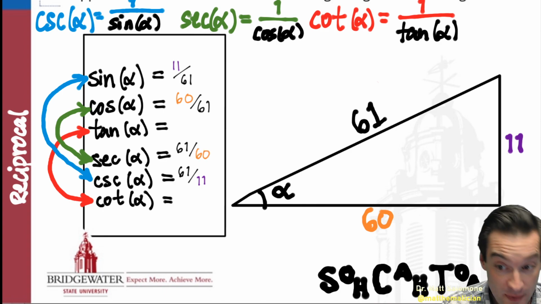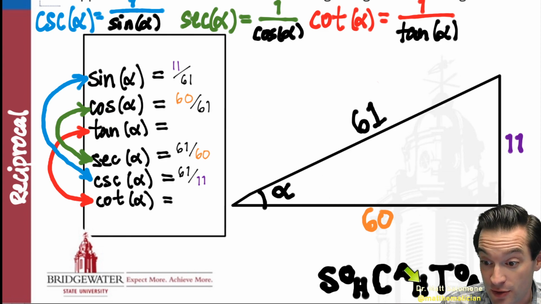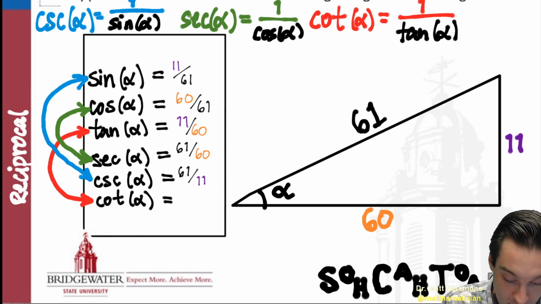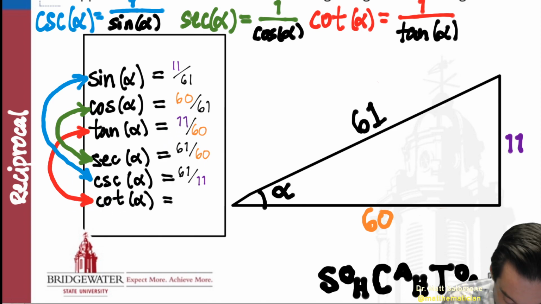Nothing to it, right? Now all we have to do is figure out the tangent, which according to SOHCAHTOA is the ratio of the opposite to the adjacent side. And so the tangent of my angle alpha is going to be the ratio of 11, the length of the opposite side, divided by 60, which is the length of the adjacent side. And so immediately we can say that the cotangent, which is the reciprocal of the tangent, is going to be the ratio with numerator and denominator reversed, 60 over 11.